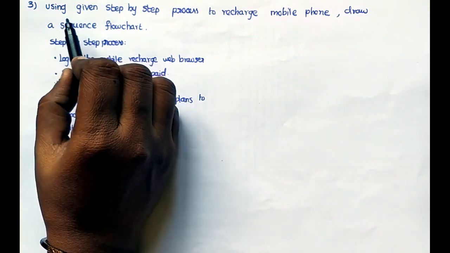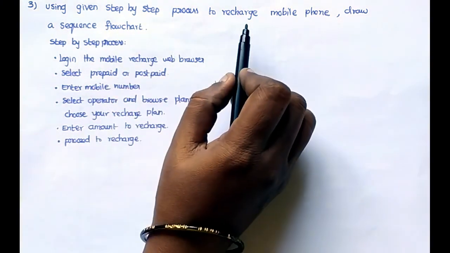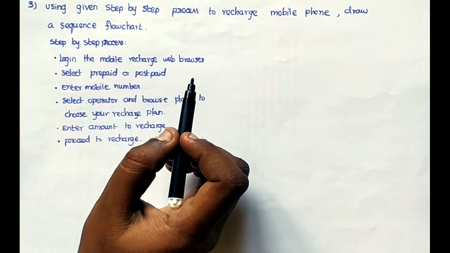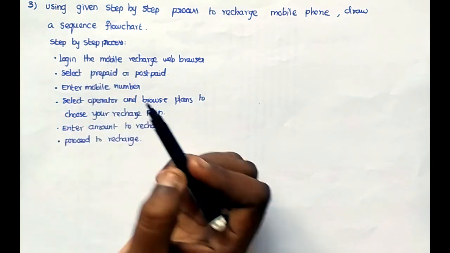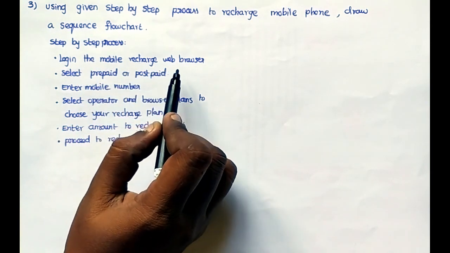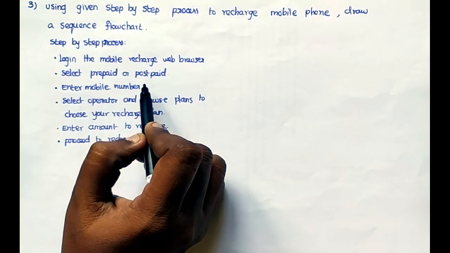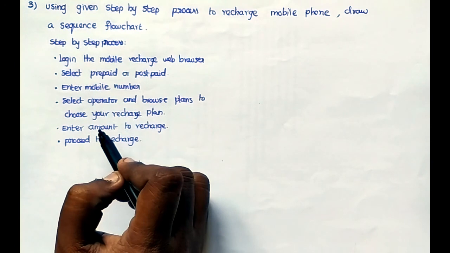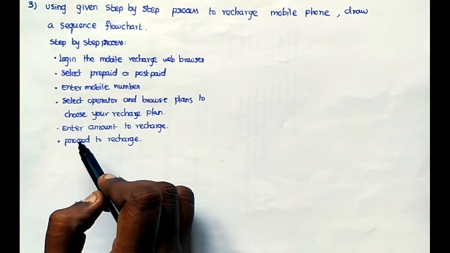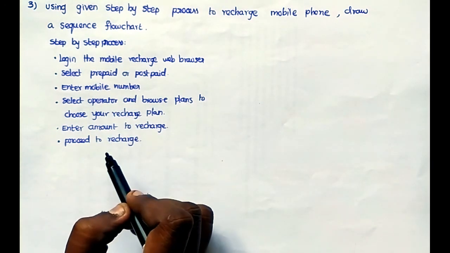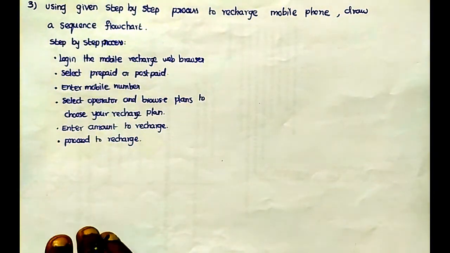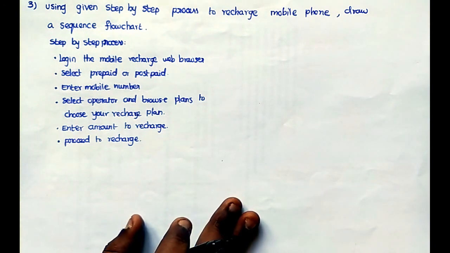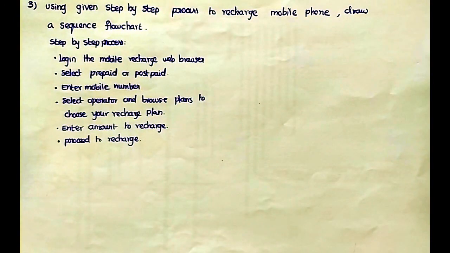Third sum, using given step-by-step process to recharge mobile phone, draw a sequence flow chart. Step-by-step process they given. Log in the mobile recharge web browser, select prepaid or postpaid, enter mobile number, select operator and browse plans to choose your recharge plan, enter amount to recharge, proceed to recharge, and then end. Now same thing like the second sum, you have to draw the flow chart.